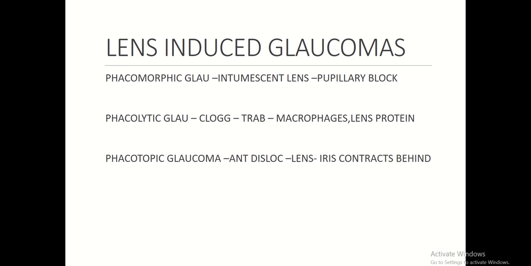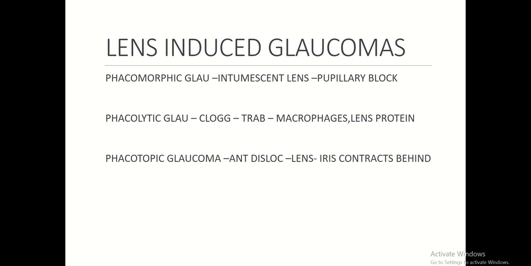Then you have another entity which is called phacolytic glaucoma. What happens in phacolytic glaucoma? Phacolytic glaucoma is nothing but microscopic leakage of the lens protein through an intact capsule. This lens protein goes and clogs the trabecular meshwork. In addition, a lot of macrophages are recruited into that area, which also clog your trabecular meshwork, leading to an increase in intraocular pressure. This is basically a secondary open angle mechanism, where because of the clogging of the trabecular meshwork, you have an increase in intraocular pressure.